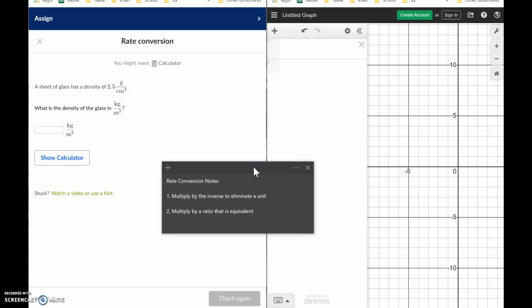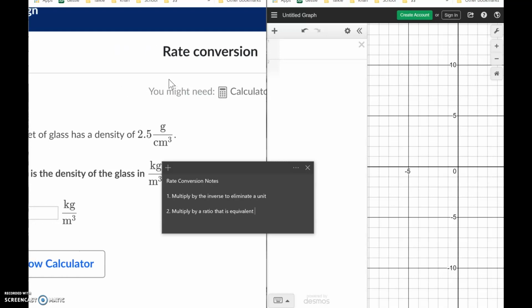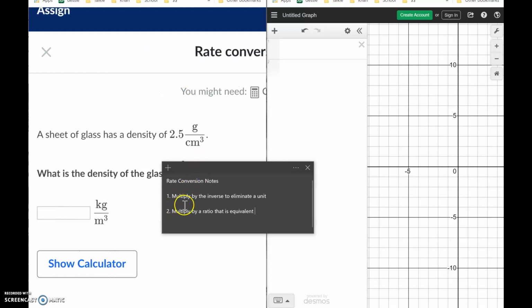Alright, today's video is going to go ahead and cover rate conversions, which can be kind of tricky. There are really two notes. One, when multiplying, if you want to eliminate a unit, you want to multiply by the inverse to eliminate that unit. And two, when you multiply, you want to multiply by a ratio that's equivalent, and you'll kind of understand that as we get through this.